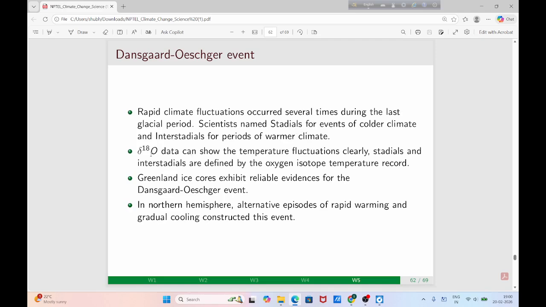And how can we get the data? We can deal with the oxygen 18 isotope versus the oxygen 16 isotope. I will explain it in detail. I will tell you later how we can determine the temperature from that. But let's say this is the proxy data.